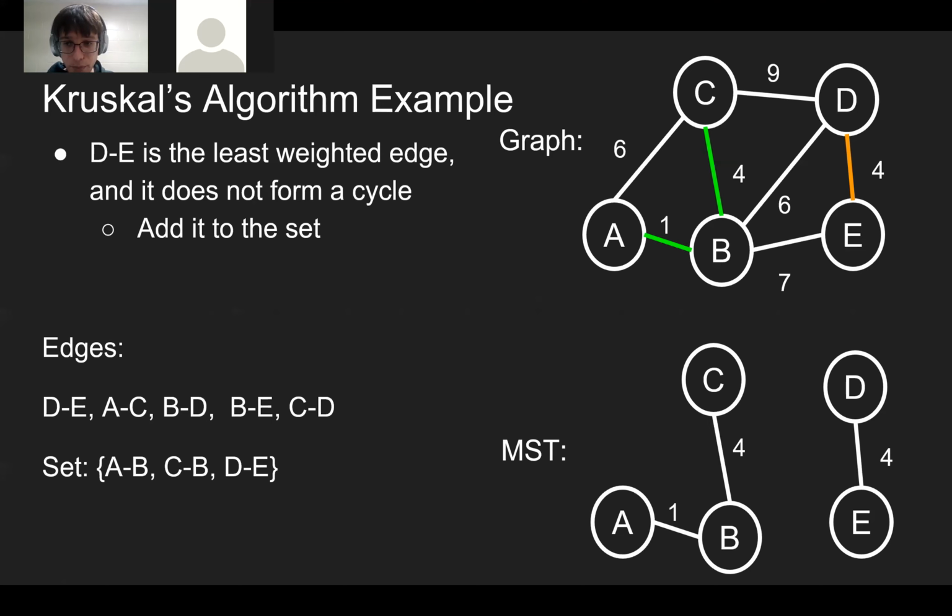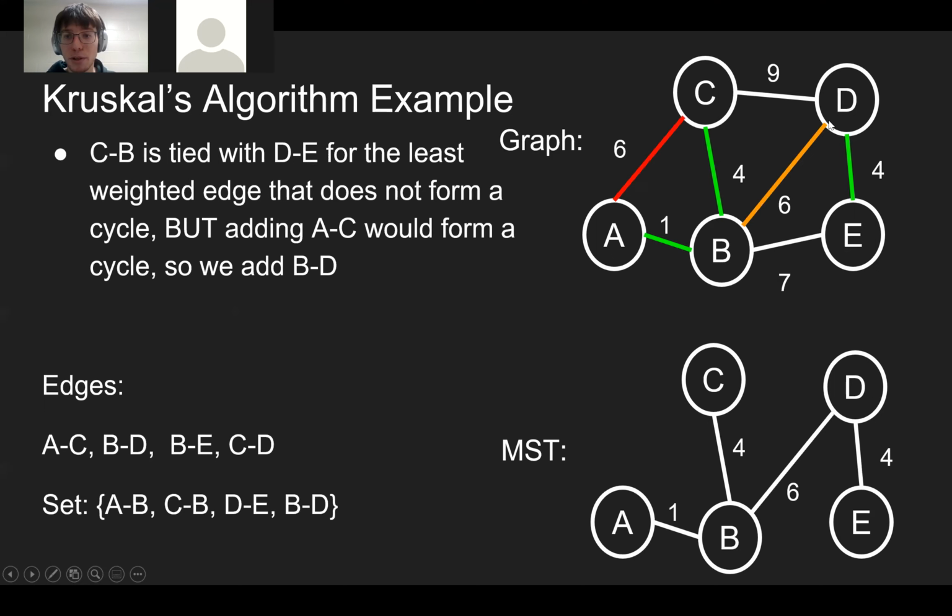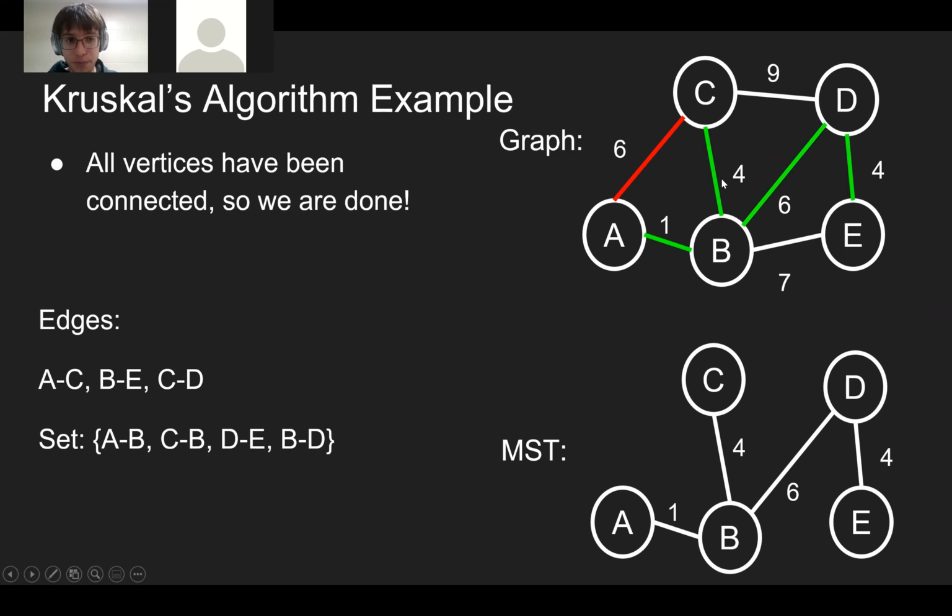Then the next one is B to D. B to D is the next smallest, and they're not in the same set, so you combine them into the same set. And then for A and C, notice A and C are actually already in the same set, so we don't combine them. We don't use this edge. But then we do choose the last edge, and we're done. We don't have to keep going because the entire thing is connected, so you don't have to go through the rest of the edges.